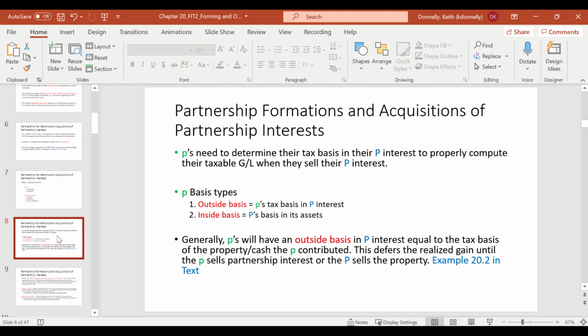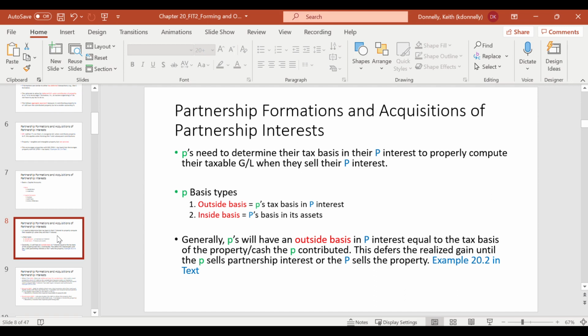So when we're talking about a basis, right, there's two types. There's outside basis and inside basis. You can kind of think of it from the vantage point. Outside means outside the entity, inside means within the entity. It basically says this: your outside basis, when you're talking about a partner in a partnership, is really just your adjusted basis. It's what represents your ownership interest in the business, how you would quantify that.